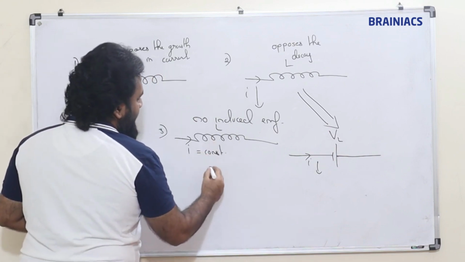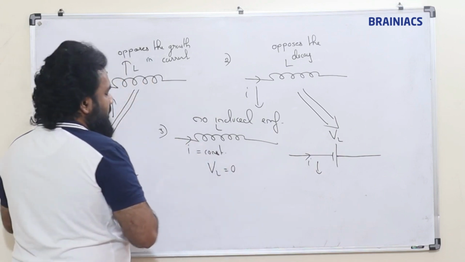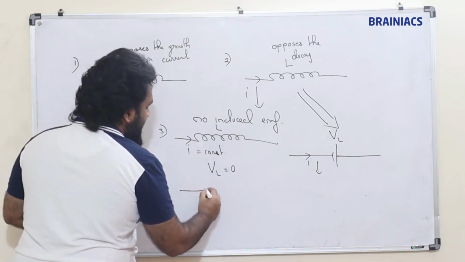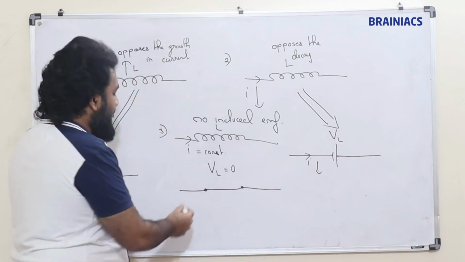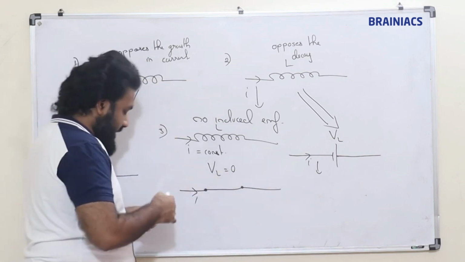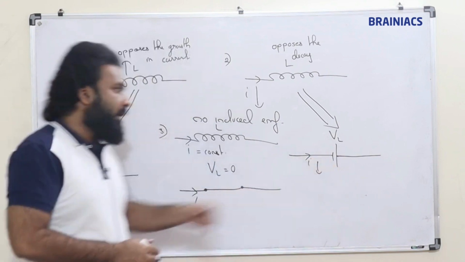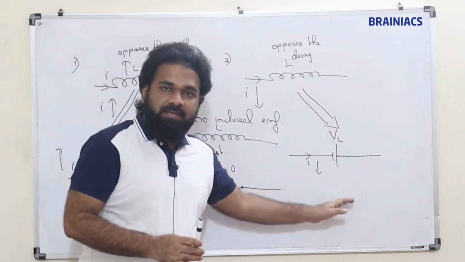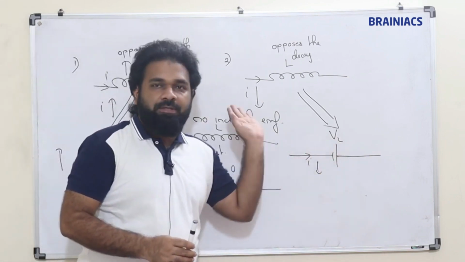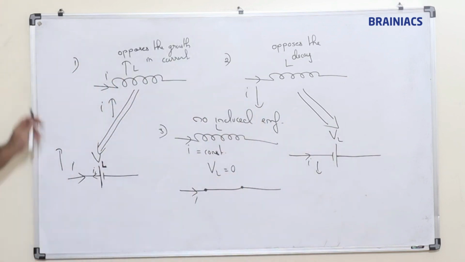And here, no induced EMF. VL will be 0 since the current is constant. So this will appear like a short circuit. There won't be any resistance, simply the current will pass through this. How to calculate the induced EMF, all these things we will discuss. Now just for an introduction I am telling you this. Clear? Please note it down.